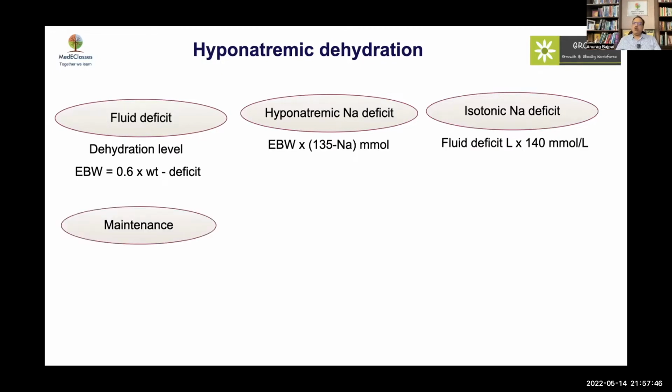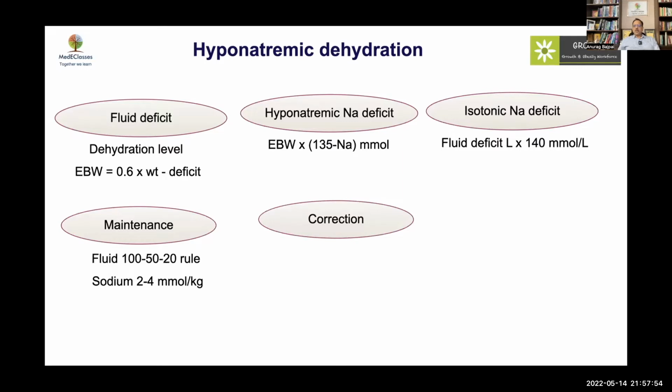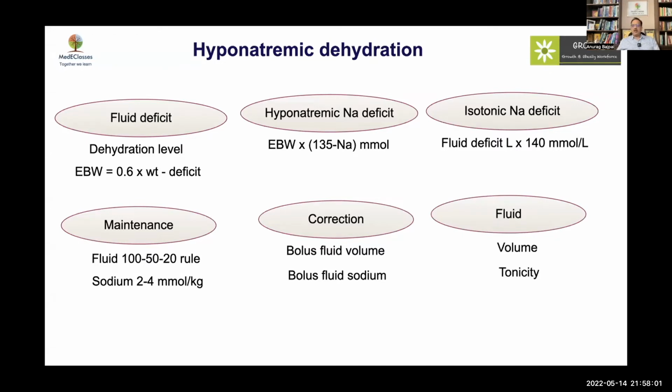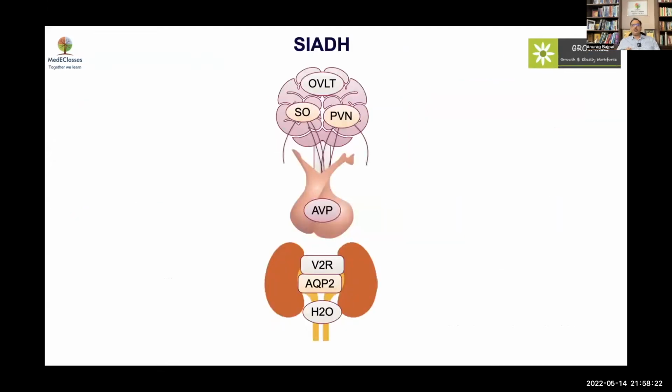Then you add the maintenance, of course, which is the 4-2-1 or 150-20 formula, with sodium of 2 to 4 millimoles per kg. Then you deduct the bolus fluid volume and bolus fluid tonicity, and you get the final fluid in terms of volume and tonicity. So very importantly, you calculate the fluid deficit and the sodium deficit, hyponatremic and isotonic, and then you correct it over time to avoid rapid correction. Whatever calculation you do, you need close monitoring: reduce the rate if there is a rapid rise, and lower it if there is a symptomatic scenario.